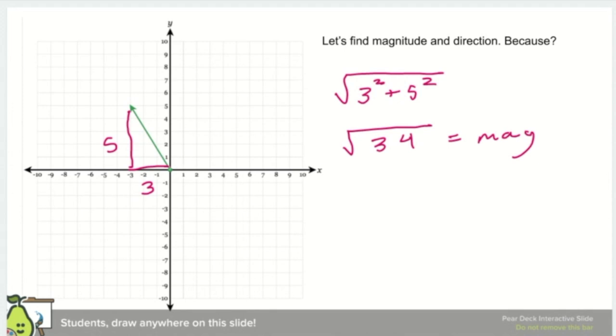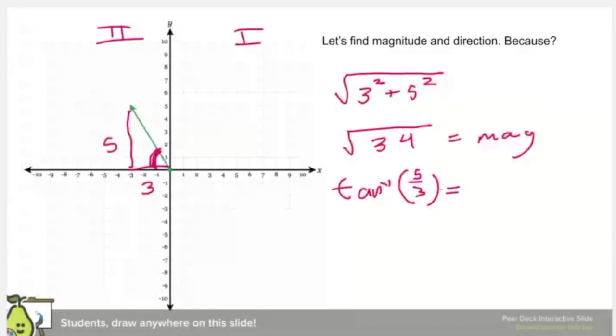Now we need the direction. If you notice, we are not in the first quadrant here. So the math is going to be the same, but the ending is going to be a little bit different. We're in quadrant 2. So we can find this angle. What we do is tangent again. So it'll be inverse tangent, opposite over adjacent, 5 over 3. And that will give me 59 degrees, 59.0 degrees.